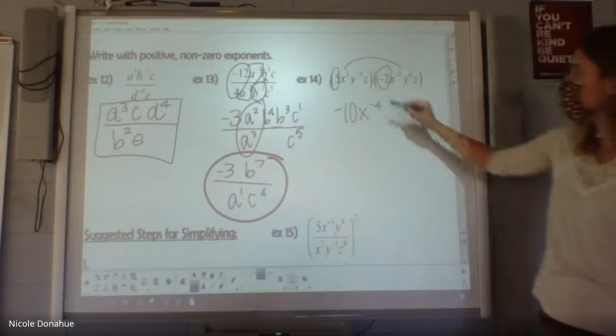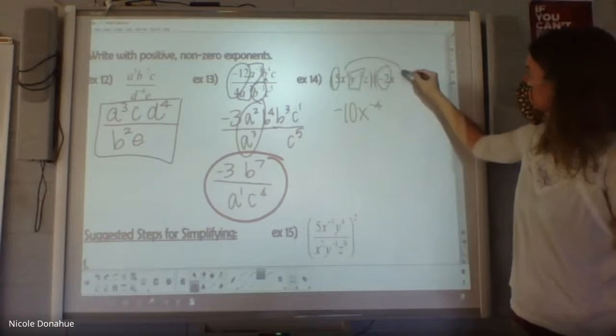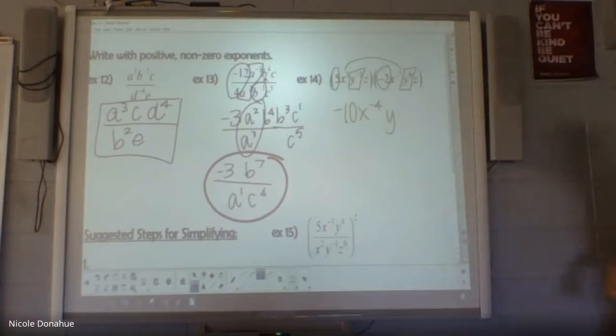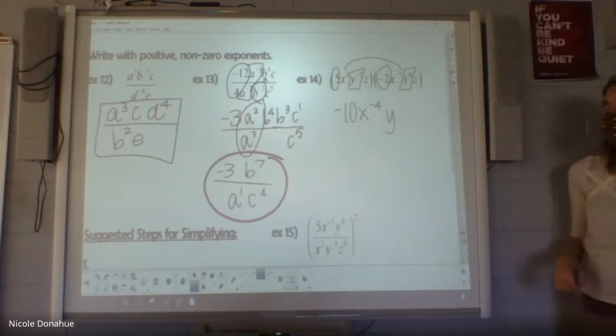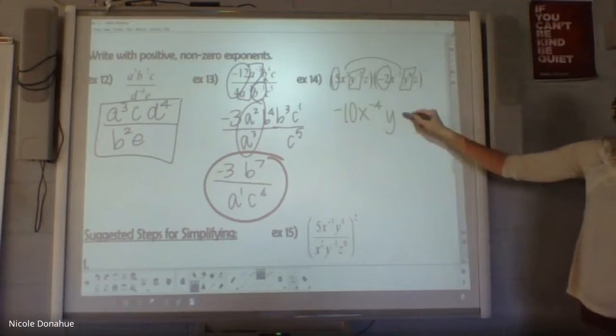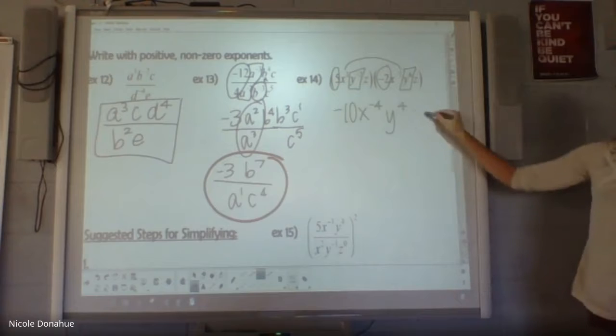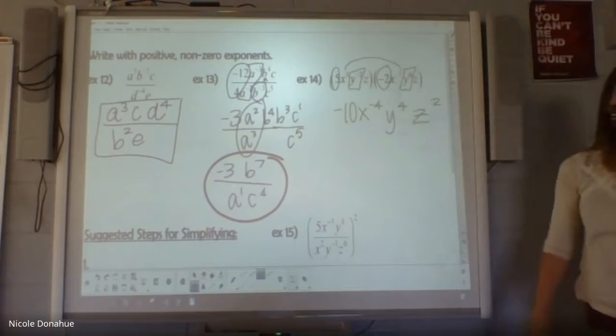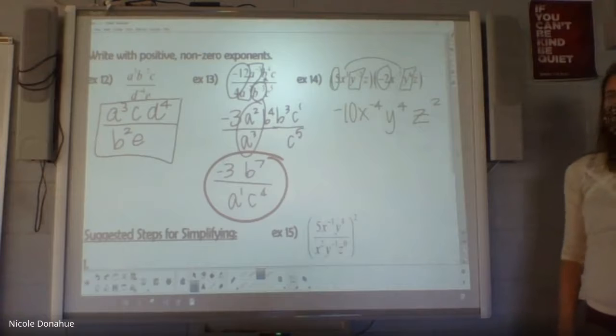All right. Then we have these y's. So negative 2 and 6 is how much? 4. Positive, right? And then z to what power? 2. Now, we want positive non-zero exponents. So what's the issue? The negative 4.